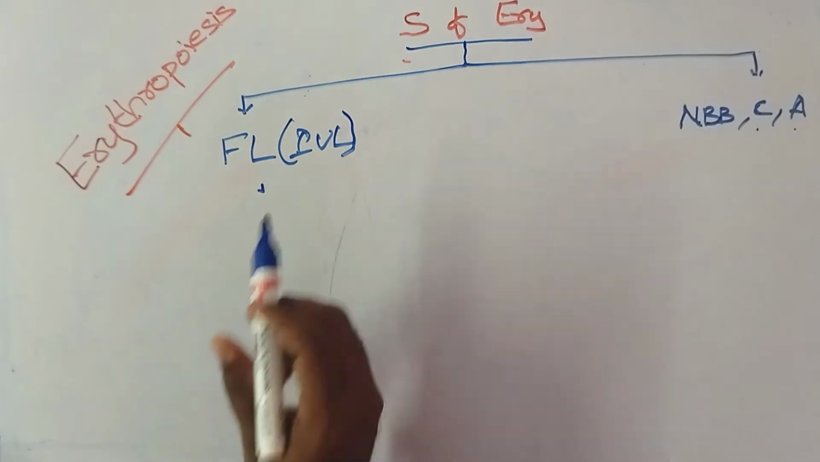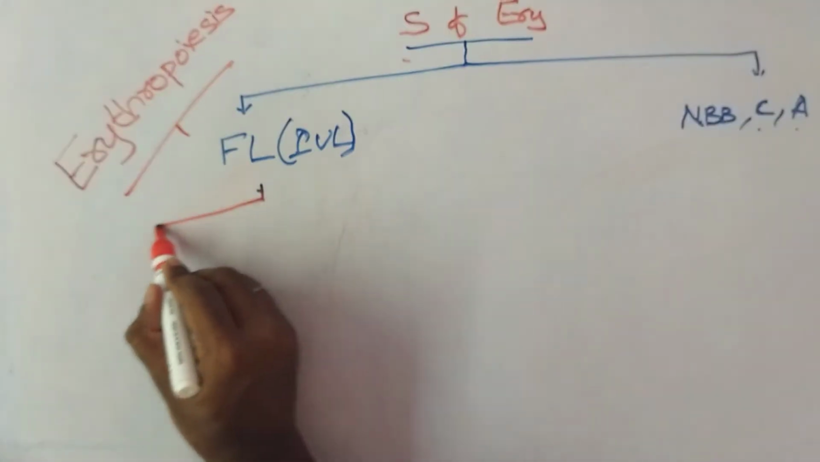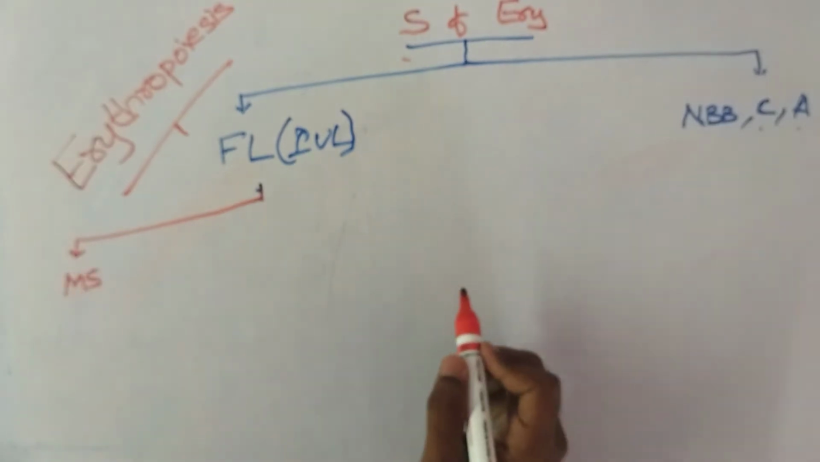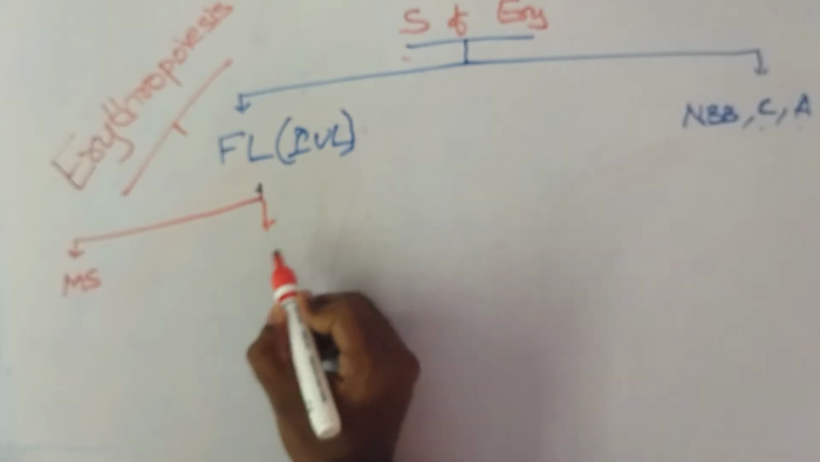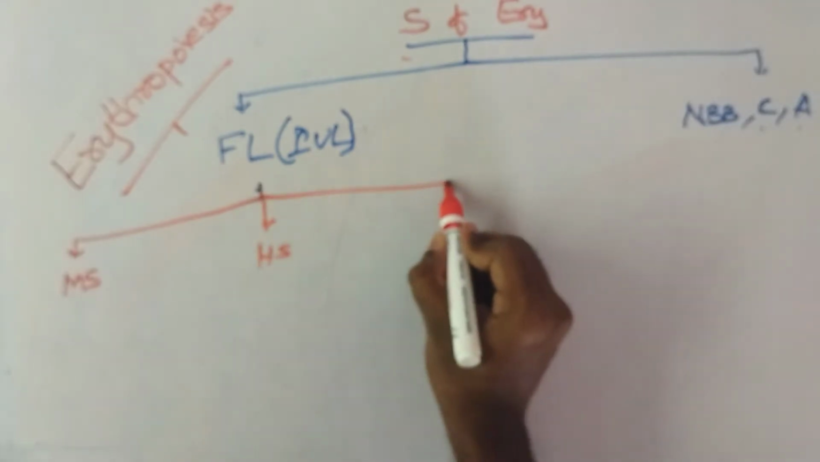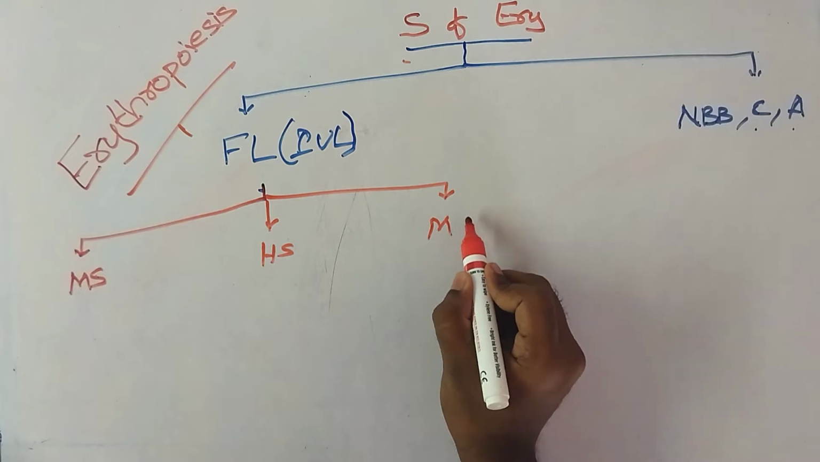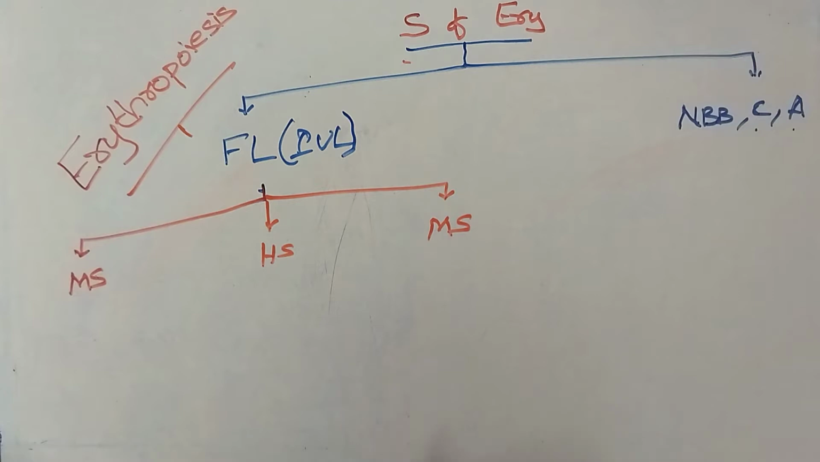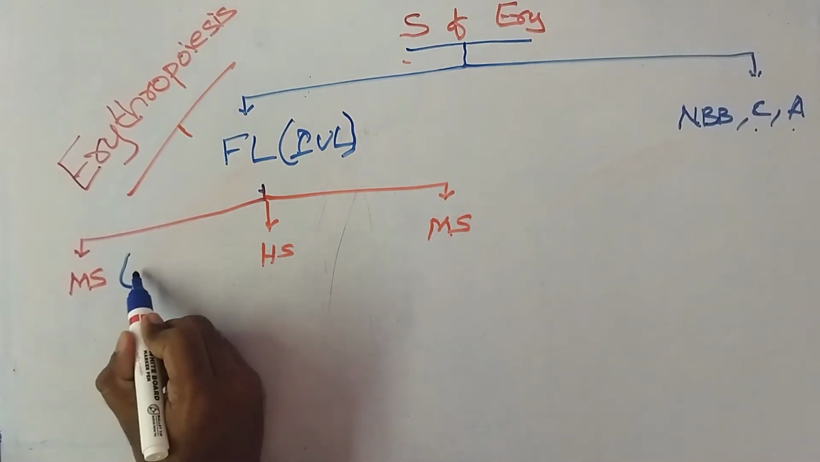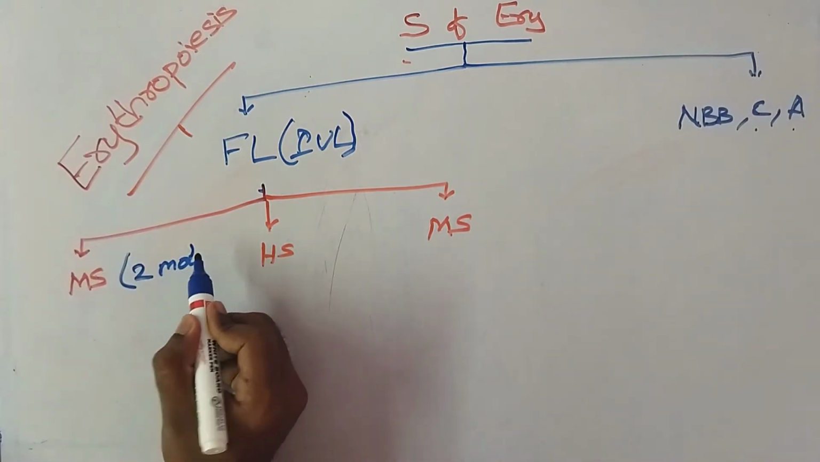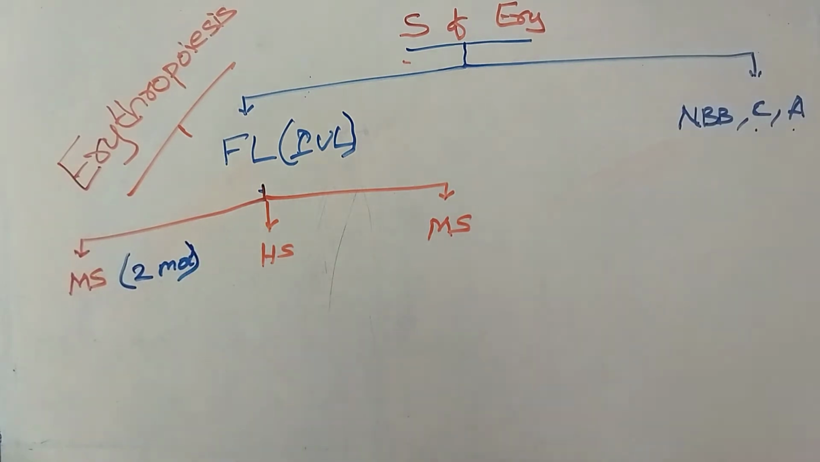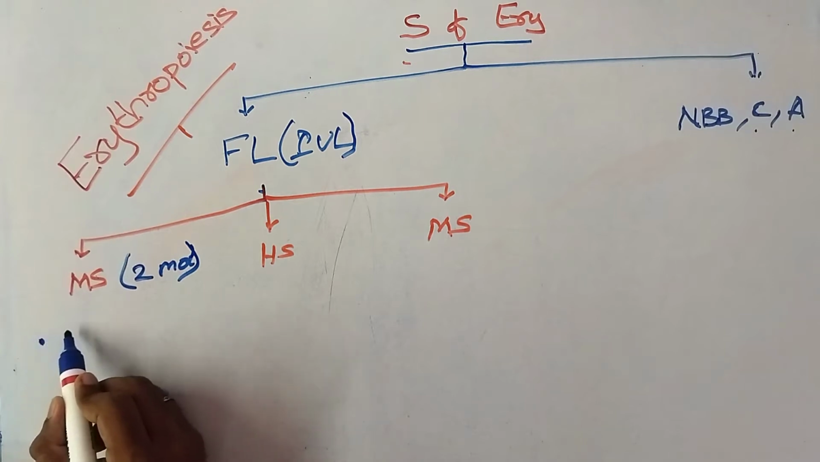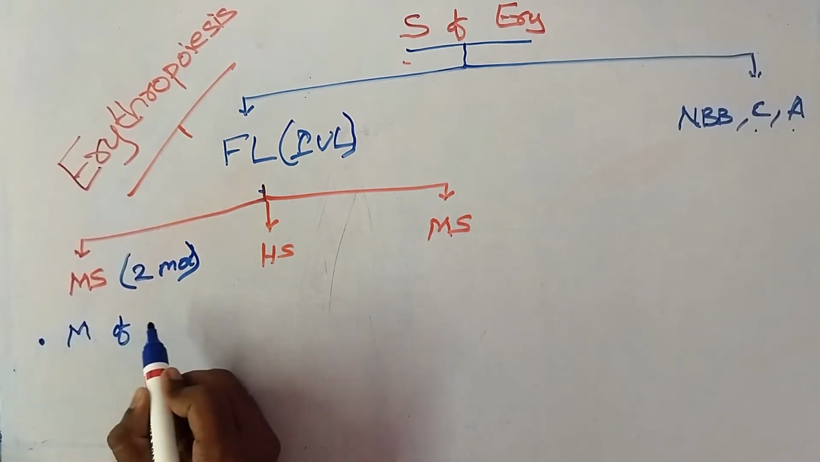In the fetal stage, first one is mesoblastic stage, second one is hepatic stage, and third one is myeloid stage. Mesoblastic stage, hepatic stage, myeloid stage. The mesoblastic stage belongs to the first 2 months of intrauterine life. Here the site of erythropoiesis takes place at the mesenchyma of the yolk sac.